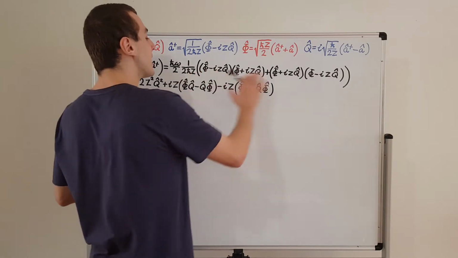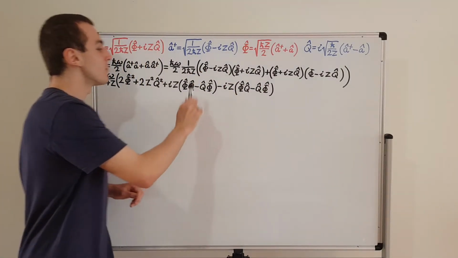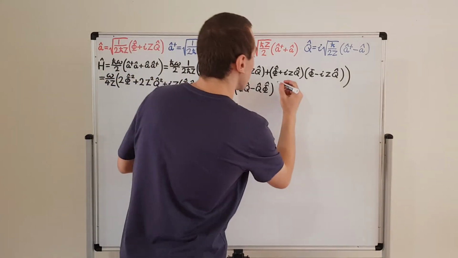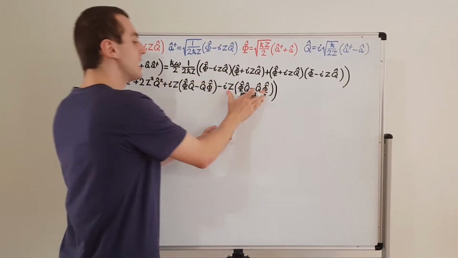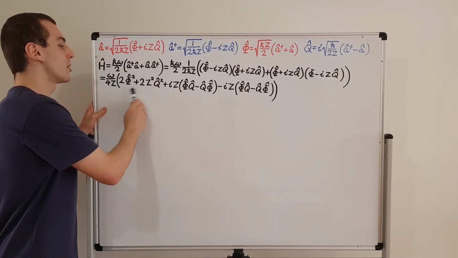It's because these guys are going to cancel. And that's because I wrote the Hamiltonian in this form. So now we can cancel these guys out. Let me just close the bracket. We can cancel these two terms out. And the only terms that are going to remain are these terms over here.